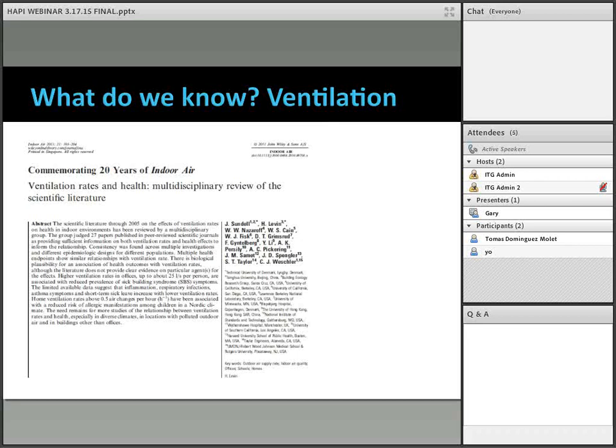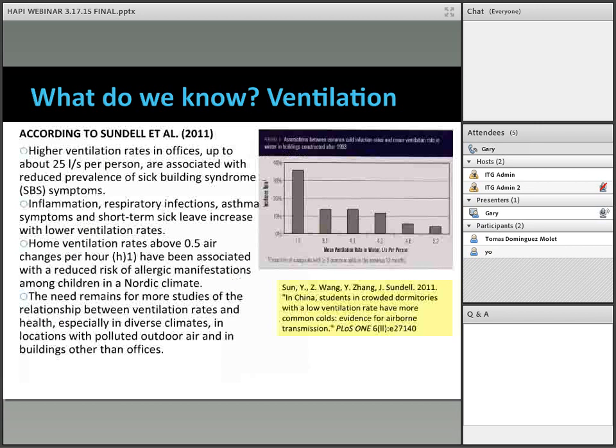A few years ago, Jack was part of a team that did a review of the scientific literature on ventilation rates and health. I know this is a dense slide, but it really showed that there is a lot of evidence showing how improved ventilation improves health.